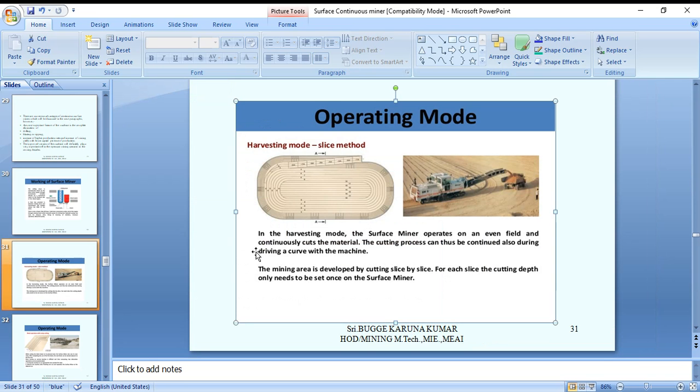In the harvesting mode, the surface miner operates on an even field and continuously cuts the material. The cutting process can thus be continued also during a driving curve with the machine. The mining area is developed by cutting slice by slice. For each slice, the cutting depth only needs to be set once on the surface miner. Observe how the machine goes to one end and comes to the other end. This is what the continuous surface miner working area looks like, not like other open cast mine benches. This is the uniqueness of the operating mode.